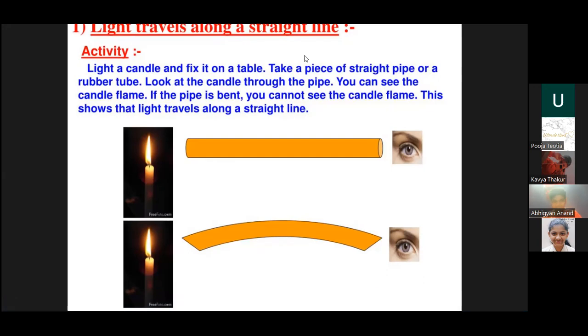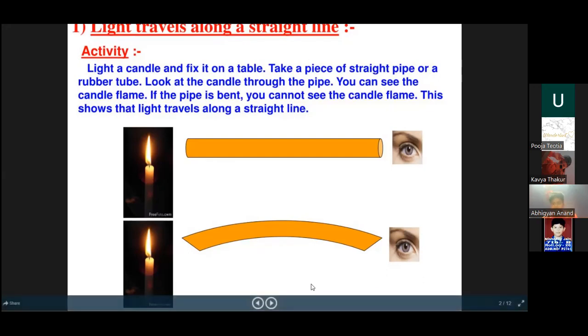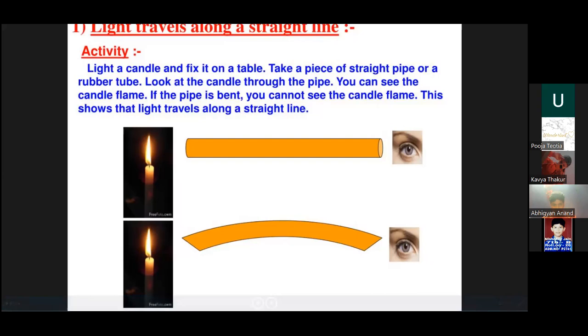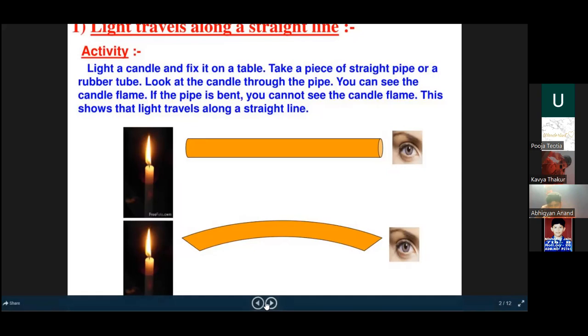Because the light travels in a straight line. When the tube is bent, the light is not going to bend with the tube. In the second case, the tube is bent, and the light is not going to bend with the tube. So that's why light travels in a straight line. Children, this is one of the activities. Few more activities are there which show that light travels in a straight line.